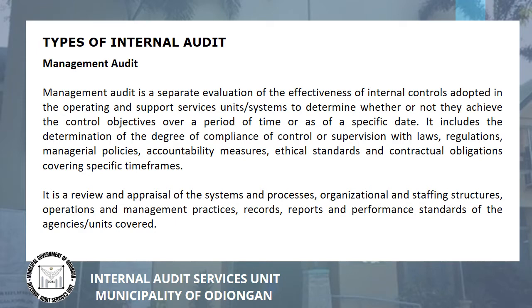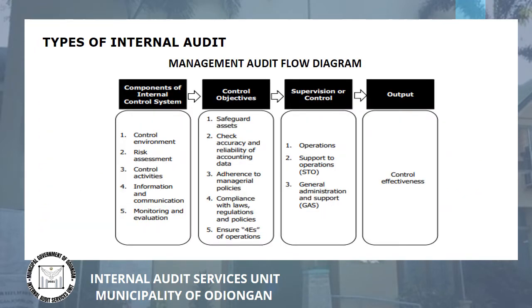Examples of support services systems are the Human Resource Management or HRM, Financial Management System or FMS, Quality Management System or QMS, Risk Management System or RMS, and their subsystems. The audit is conducted to identify issues and control weaknesses or management deficiencies in the organization, thus providing the LCE with courses of action to address the problem area. The management audit flow diagram.